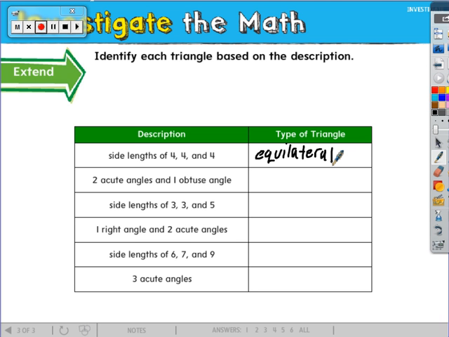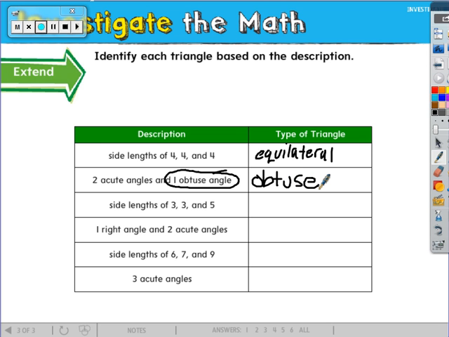So what kind of triangle has 2 acute angles and 1 obtuse angle? I'll give you a hint. You're going to have to turn the page. It's an acute triangle. It's a right triangle. Listen. As soon as a triangle has 1 obtuse angle, it is an obtuse triangle. That's easy.